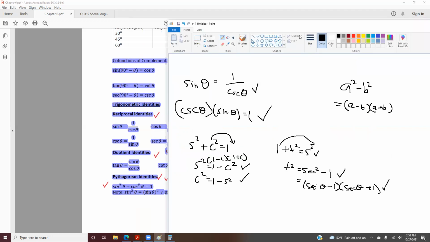Now, please make sure you know that 1 minus cosine, 1 plus cosine, you cannot change it to become cosine minus 1 and cosine plus 1. You cannot do this. These two are not the same. Okay, so 1 minus 2 is not the same thing as 2 minus 1. So that's why you cannot switch it around.